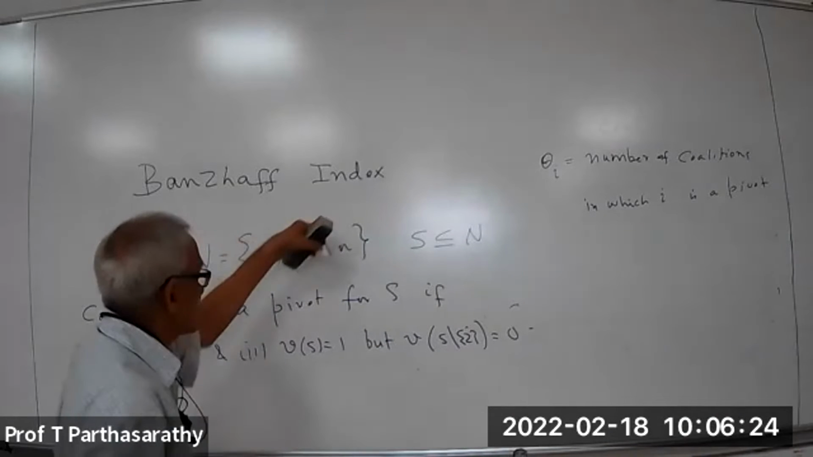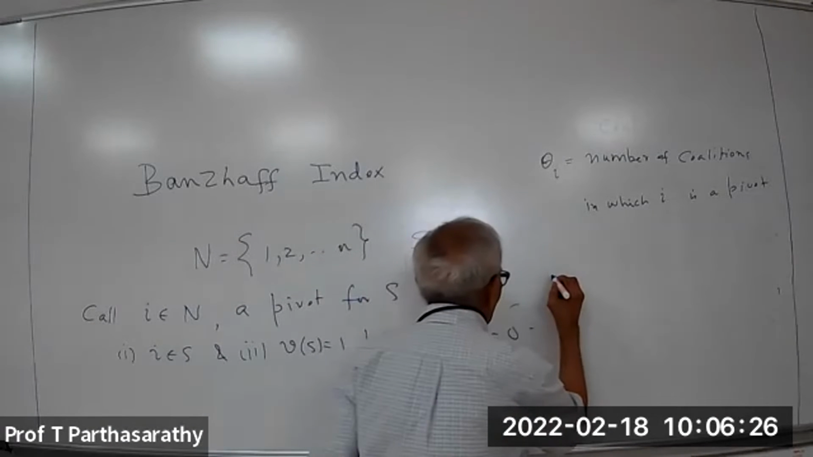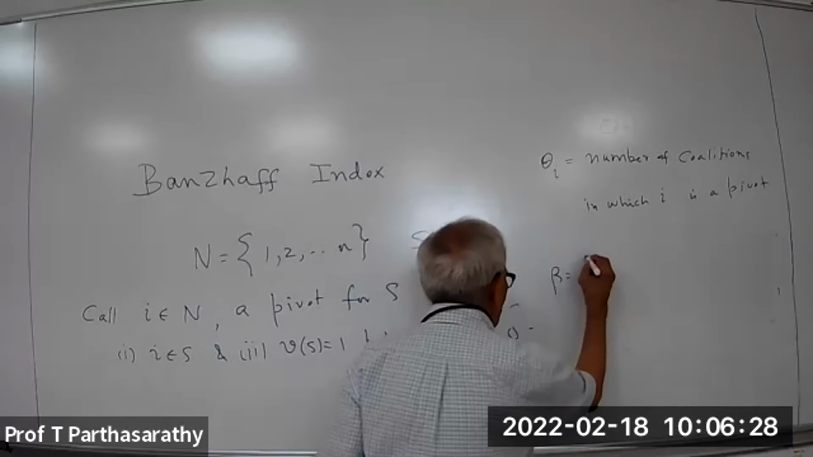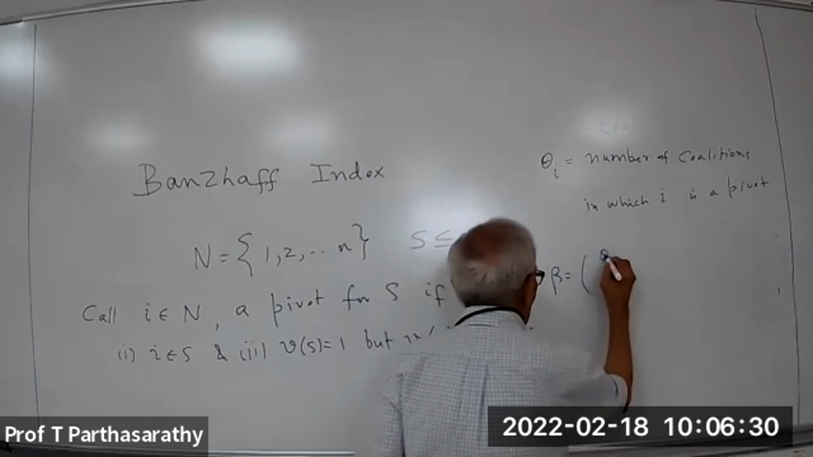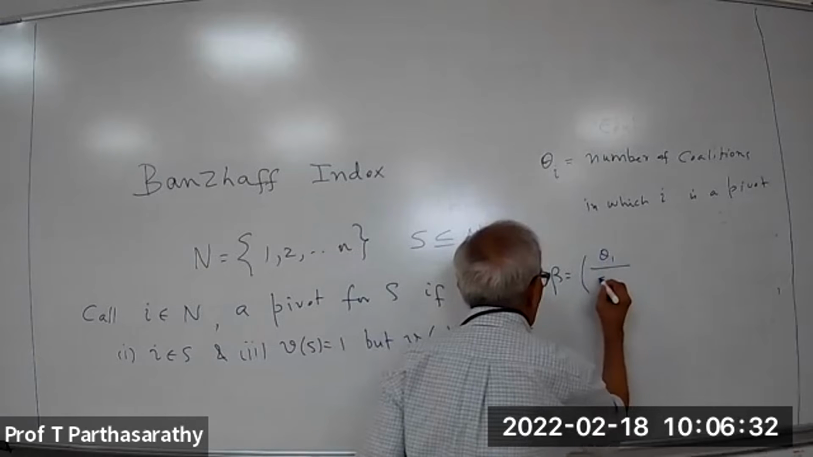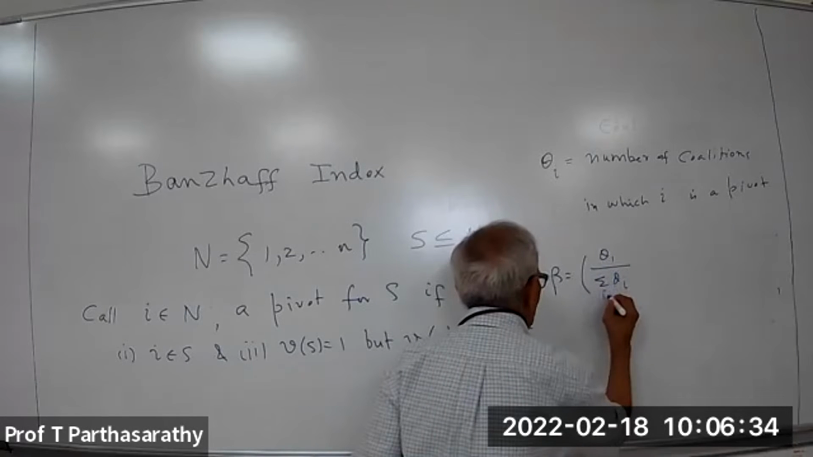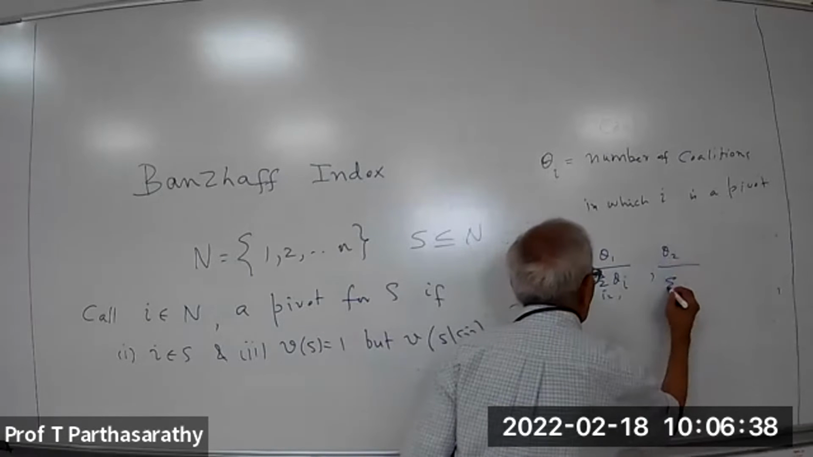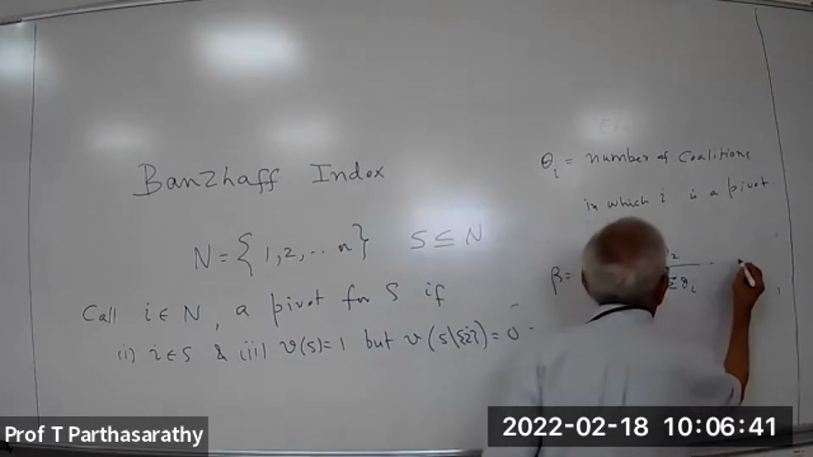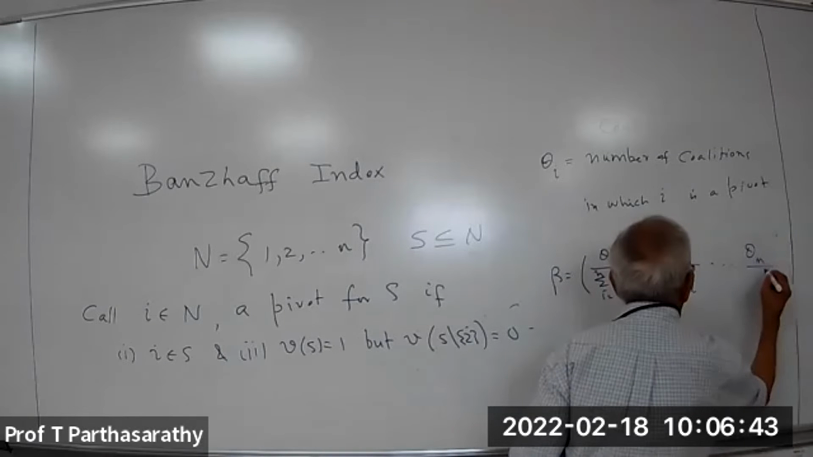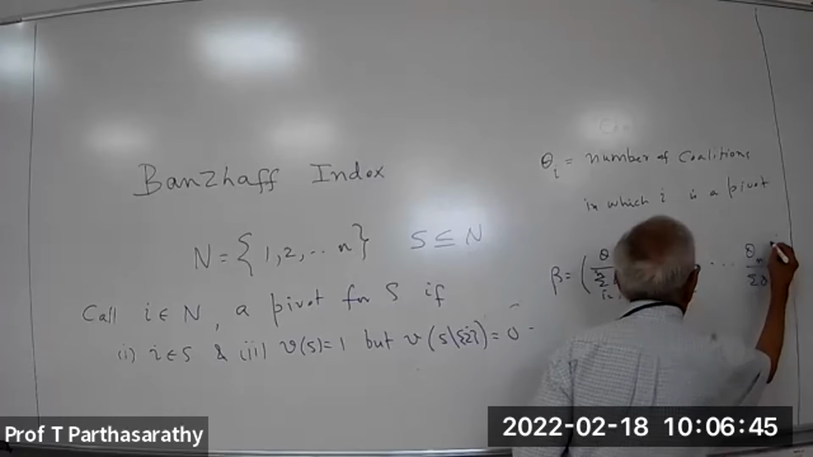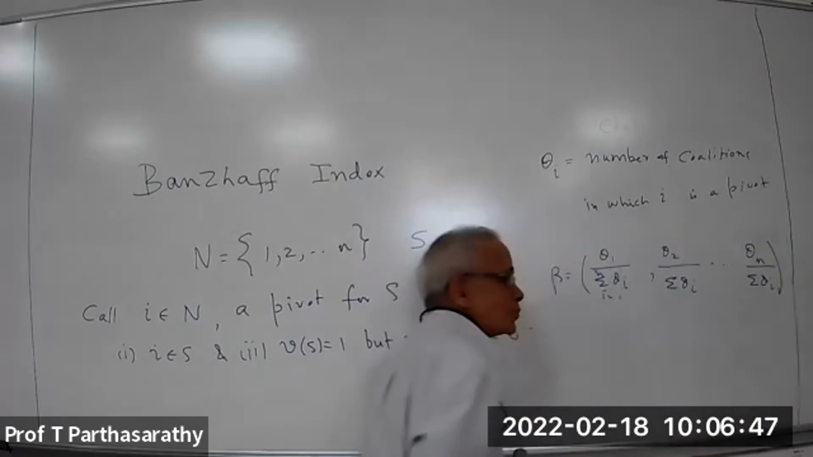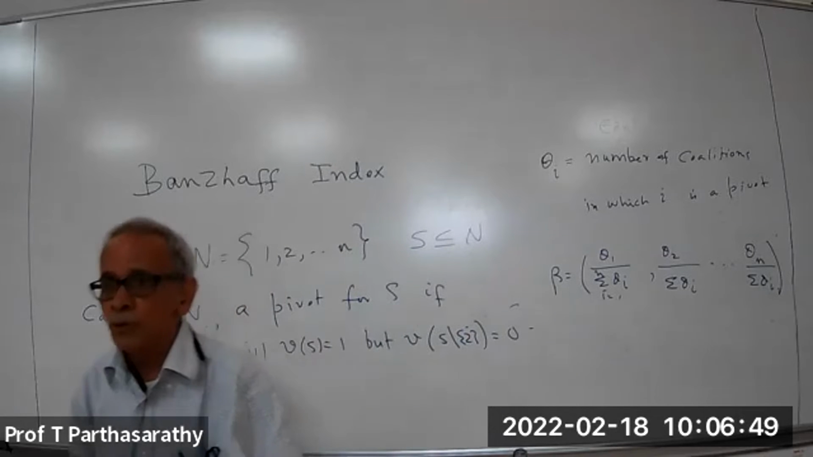The index which he used is a very simple index, beta. I'm going to write it as an n-vector. For player 1, it is theta 1 divided by summation theta I. I is equal probability vector, he makes it. Theta 2 by summation theta I, etc. Theta n by summation theta I. This is a very simple index he uses, nothing very great about it.